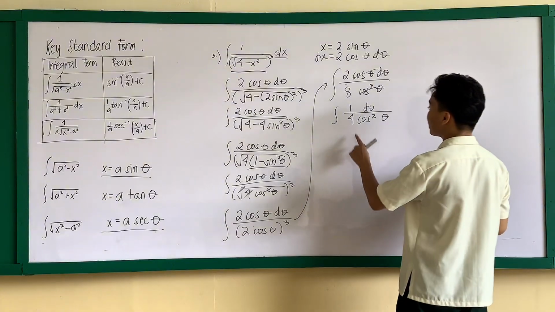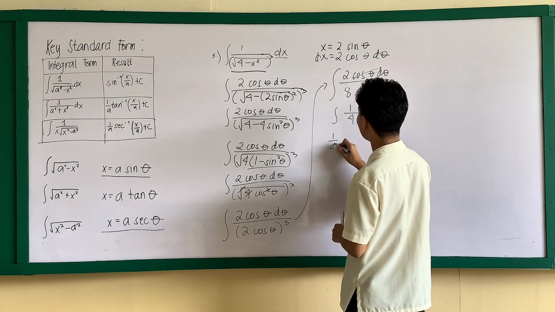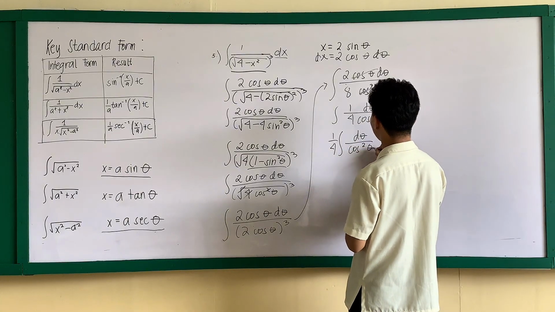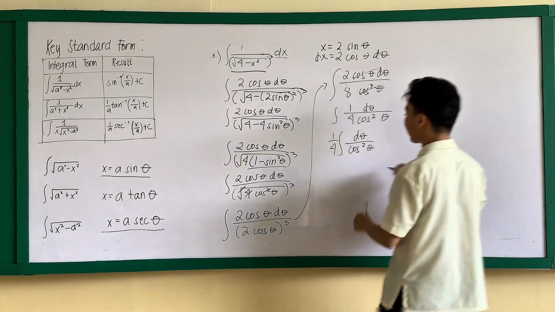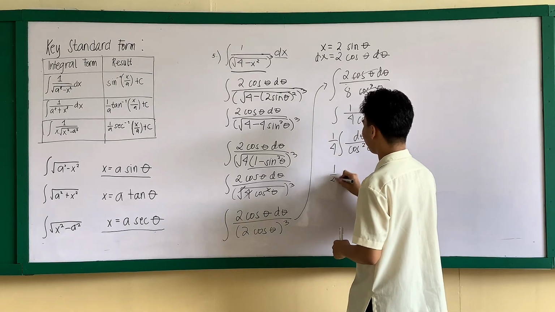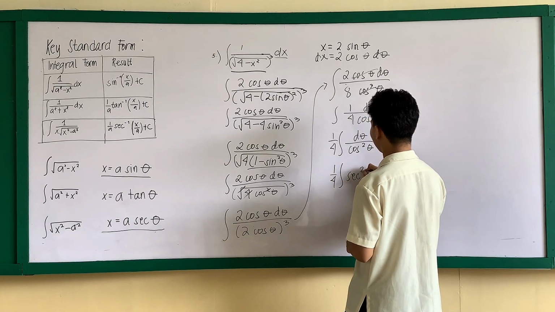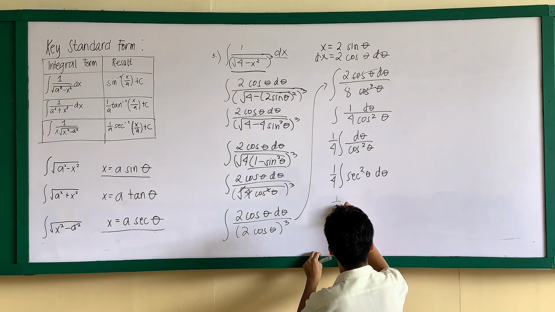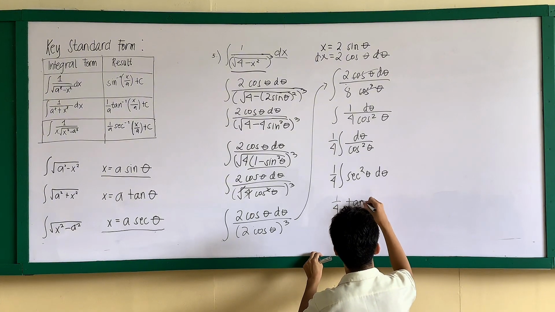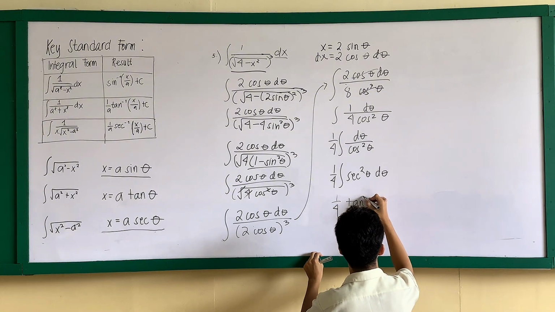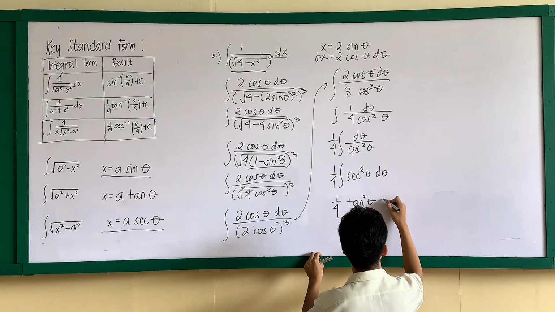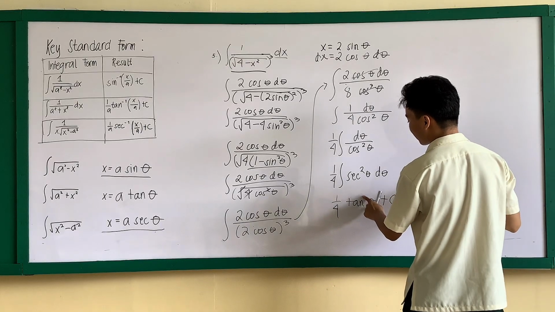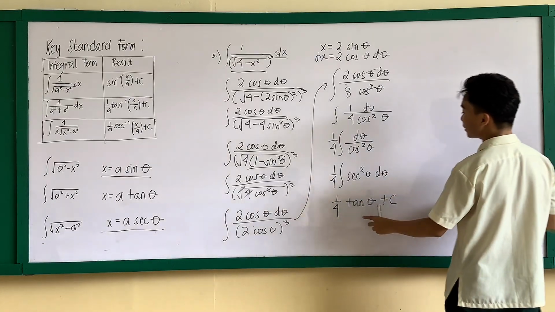Next we can put the constant in front of the integral, going to be cosine squared theta. And we can substitute this into secant squared. And now we can integrate this. It's going to be tan theta plus c. So now we need to find the value of tan theta.